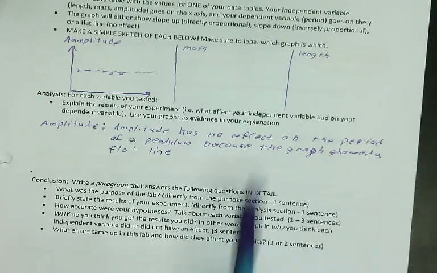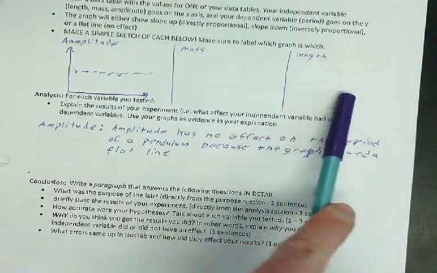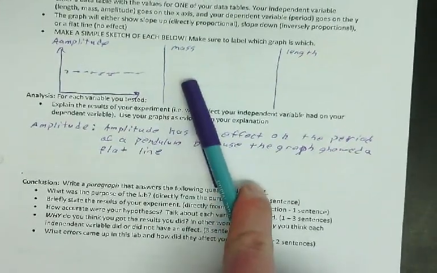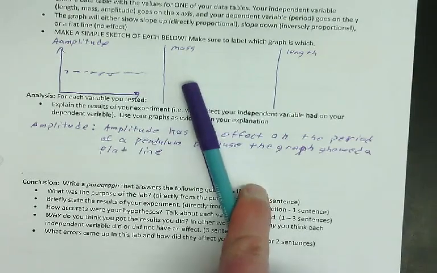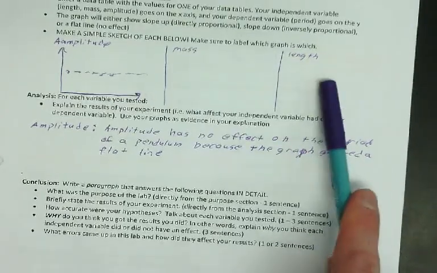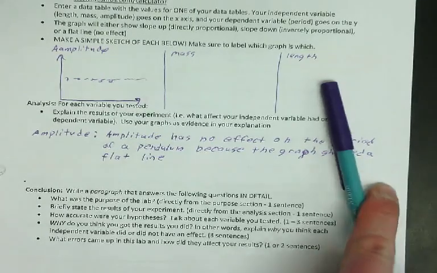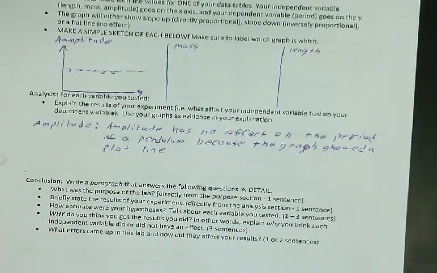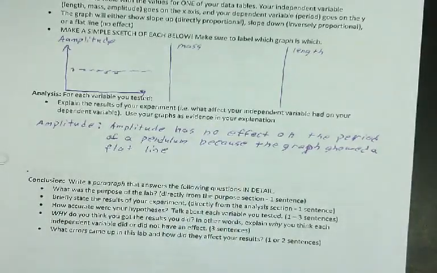You're going to need to do mass and length as a group. Okay? So do the same thing. Put mass on the x-axis, put period on the y-axis, see what it gives you. Okay? Length. Put length on the x-axis, put period on the y-axis, and see what it gives you. Okay? So you'll have three of these: amplitude, mass, length. And they'll all either say no effect, directly proportional, or inversely proportional. Directly proportional will be a slope up. Inversely proportional will be a slope down.